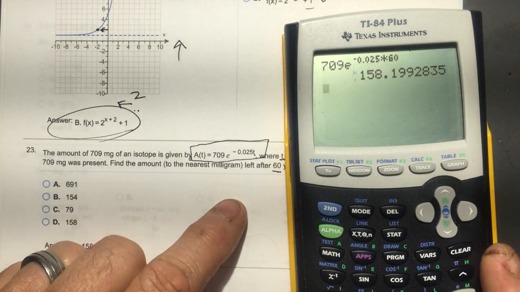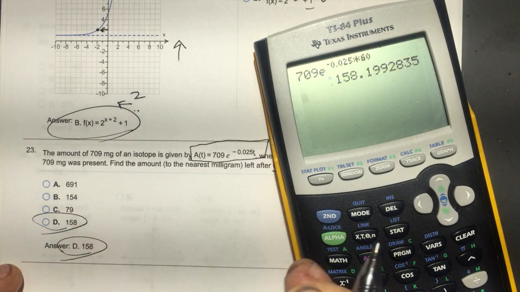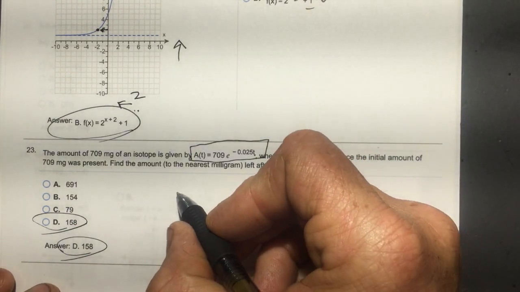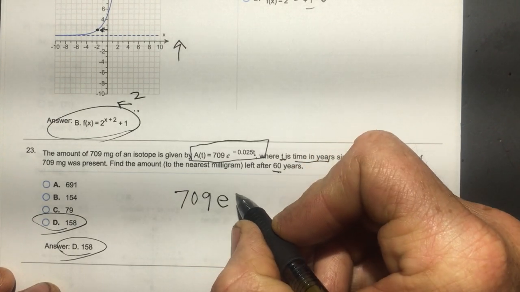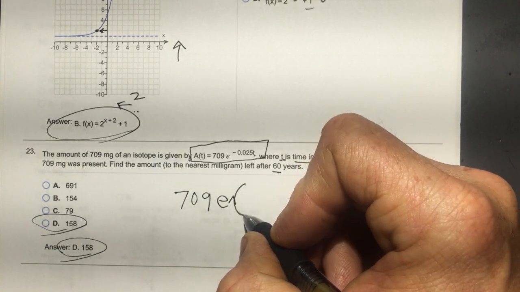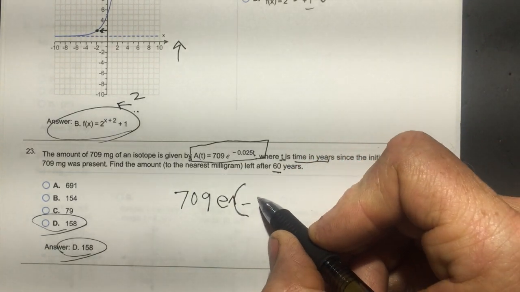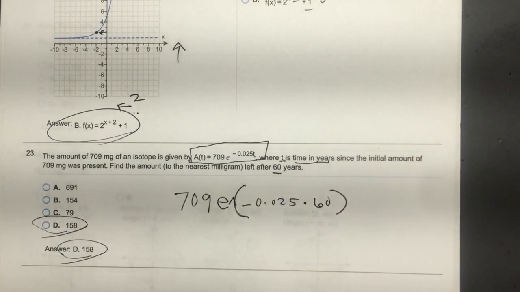And there you go, 158.199. So it looks like 158 here, D. Okay. Now, some calculators, when you type this in, 709E, it puts a parentheses right here. It has an exponent and a parenthesis. And so you just put negative 0.025 times 60 in the parentheses.